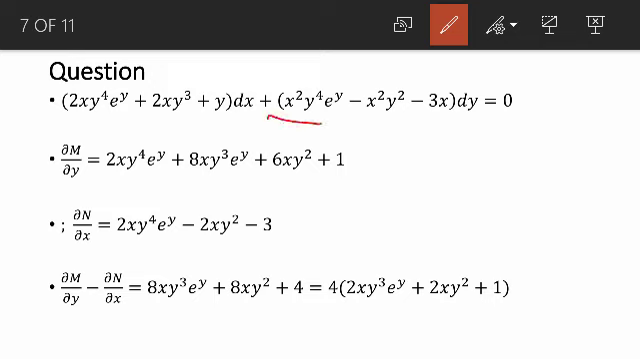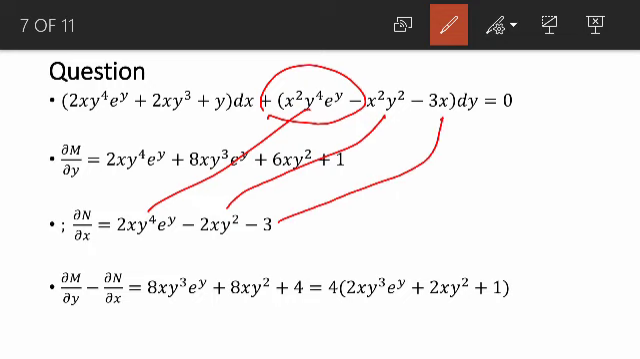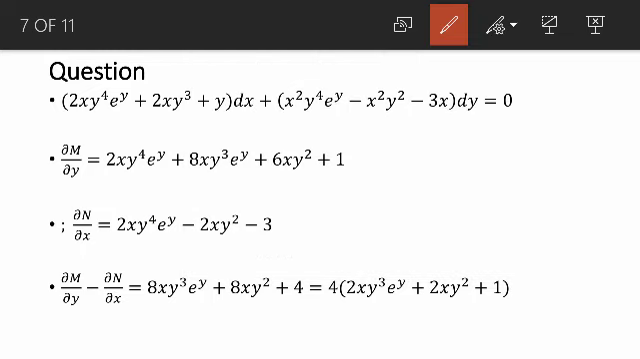So differentiating this with respect to x, we are going to get this, 2xy raised to power 4 exponential y. Differentiating this with respect to x, we're going to get this, 2xy squared. Differentiating this with respect to x, we're going to get this, which is 3. Okay, sorry for the mistake earlier. Now, if you look at the whole of this, like we said, it is not exact. These are not equal, so it's not exact.